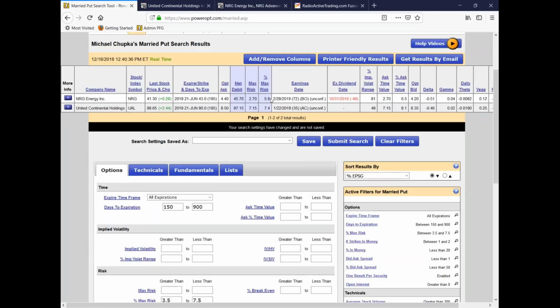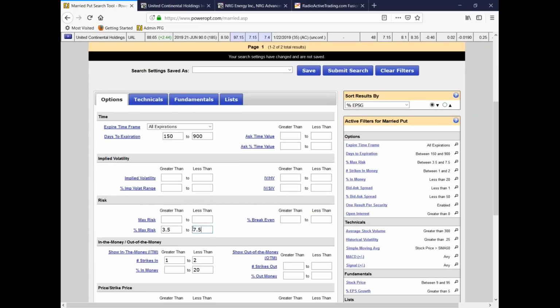There's something interesting, though. This matches my criteria. 43 strike put, ask of about 440, takes a monetary risk of 270. To keep it under 2% of my total portfolio, I'm probably only doing 100 shares in one put of this one, but we'll see in a second. My max risk is 5.9%.